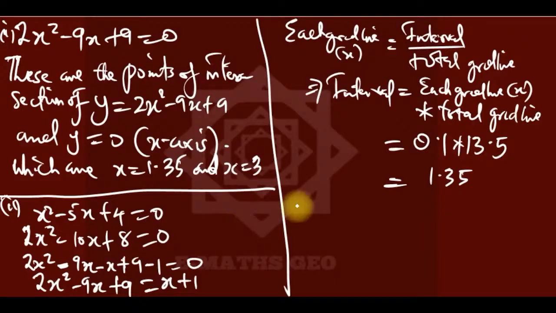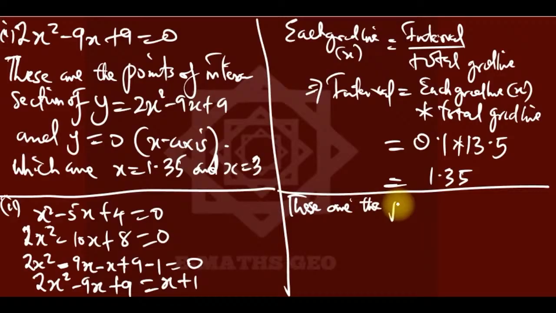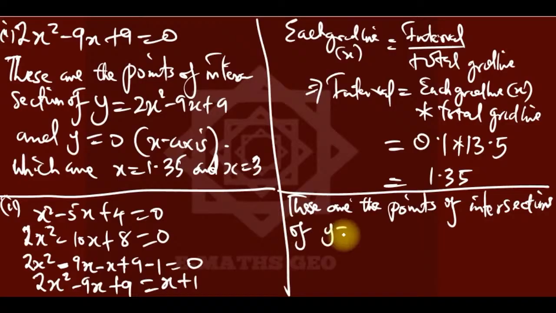So these are the points of intersection of y equal to 2x squared minus 9x plus 9. That's the plotted graph. And y equal to x plus 1.